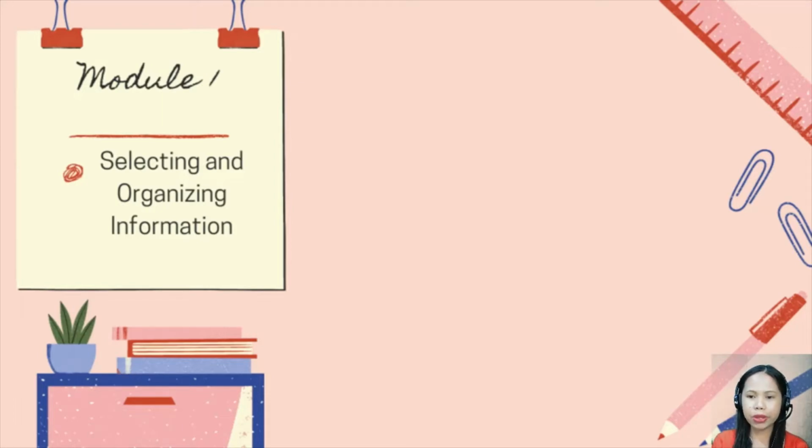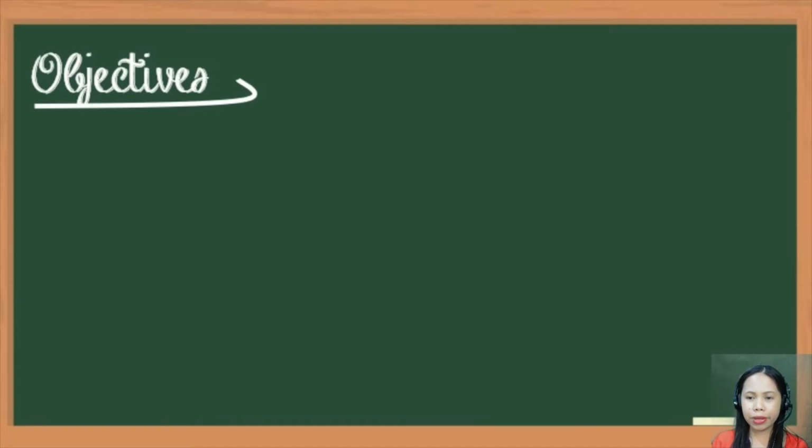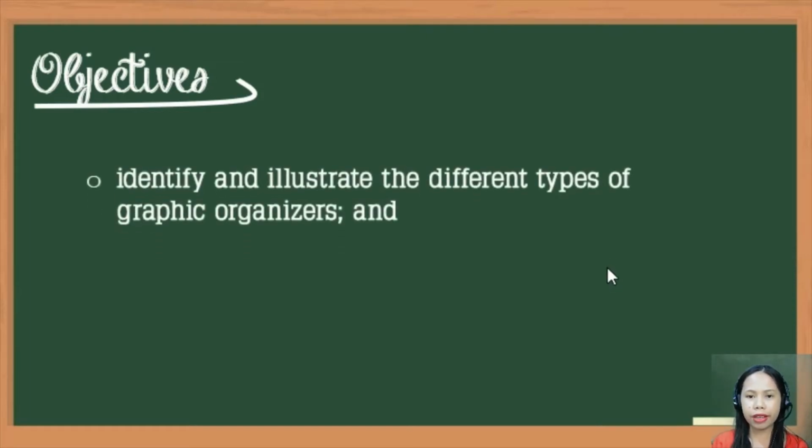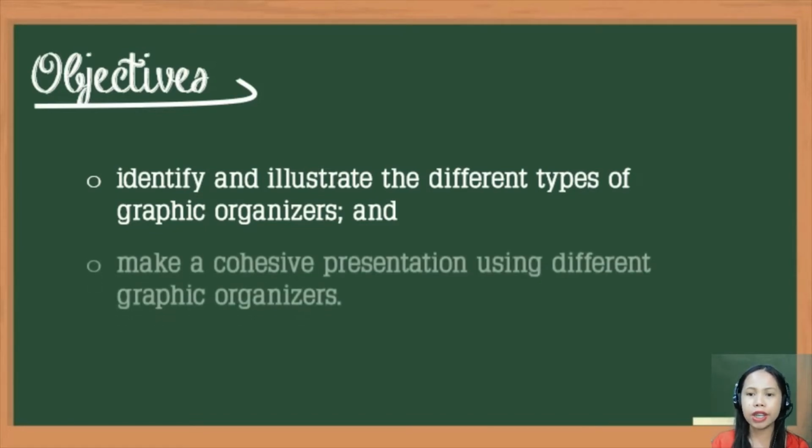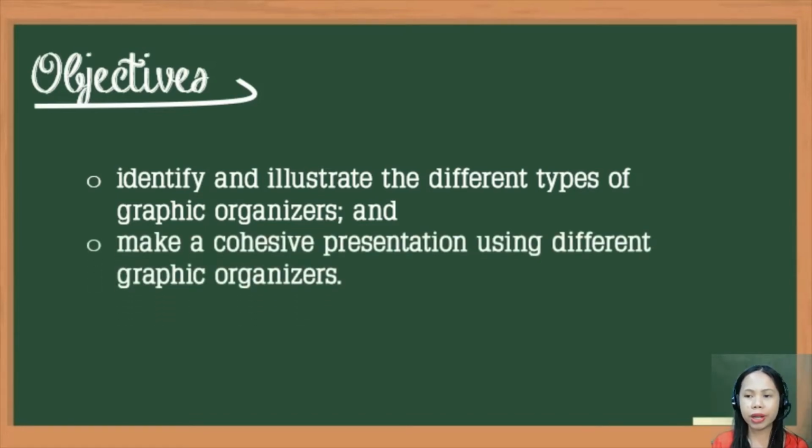In this module, you will distinguish between and among techniques in selecting and organizing information. Let us begin with the module objectives. By the end of the module, you are expected to perform the following. First is to identify and illustrate the different types of graphic organizers and to make a cohesive presentation using different graphic organizers.